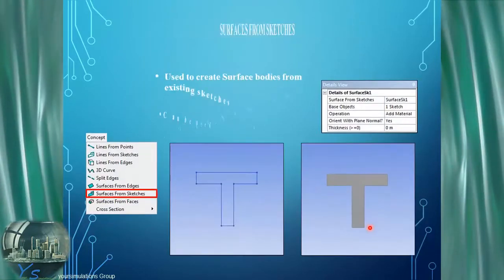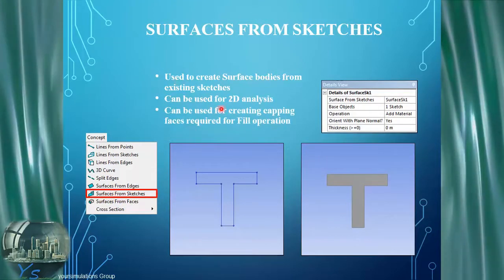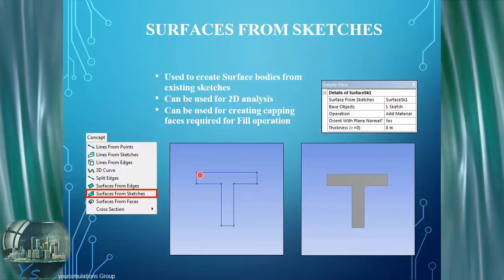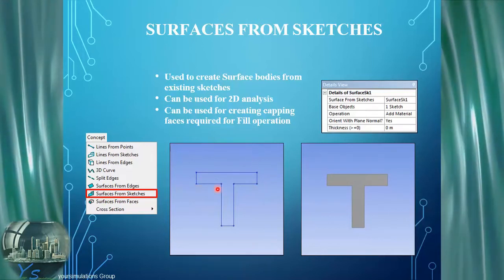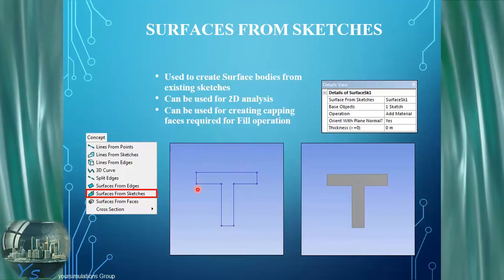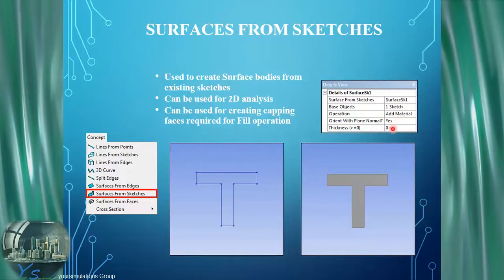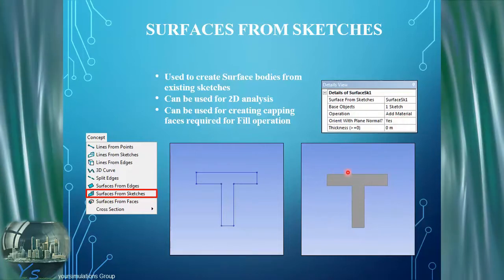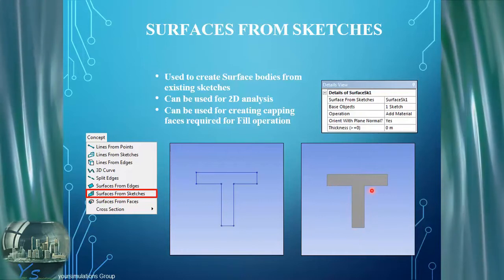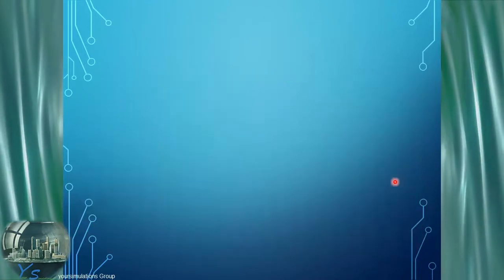So we can see one of the options here, surfaces from sketches. Once we've created our sketch with the sketching tool, as we described in an earlier slide, we can then use those edges in that sketch or just define the sketch. Here we can see the base object of the sketch, add material, and this allows us to create a surface body, so that we will then see a surface body appearing in the structure tree on the left hand side.